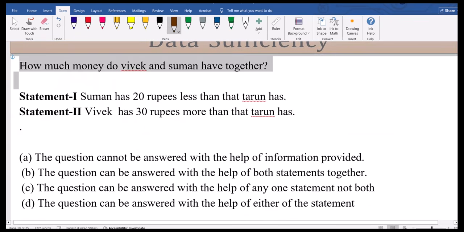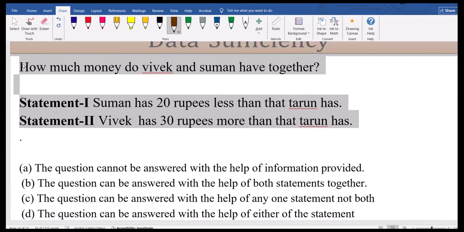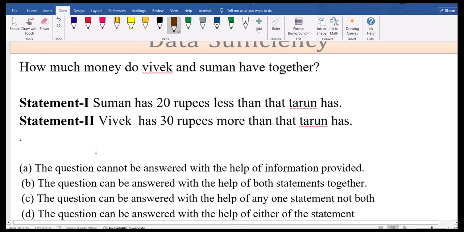Data sufficiency. Yes, I am focusing on data sufficiency, around 25 questions. How much money do Vivek and Suman have together? Any company, no need of Infosys, any company data sufficiency, this is how you need to approach. And any topic they can ask data sufficiency questions. It may be time and distance, time and work, coding and decoding. Any topic you have a scope to ask data sufficiency related stuff. So how much money do Vivek and Suman have together?